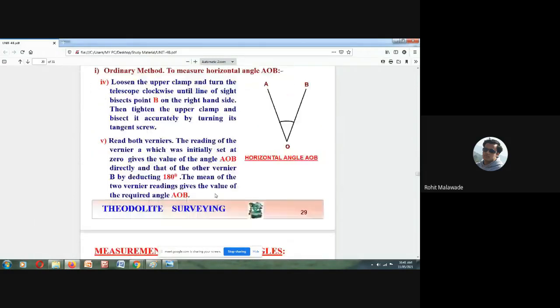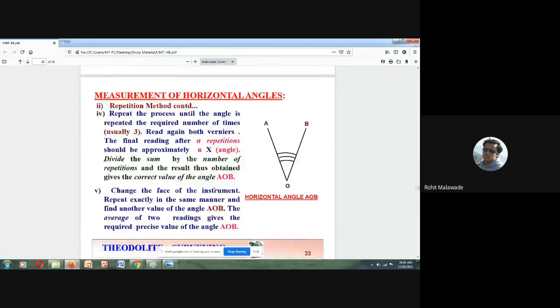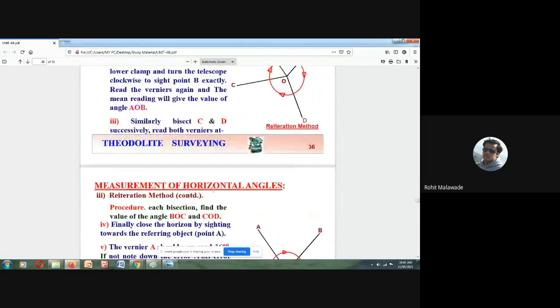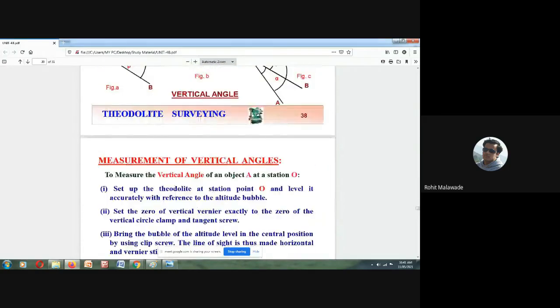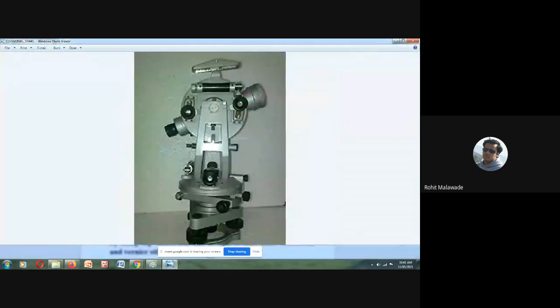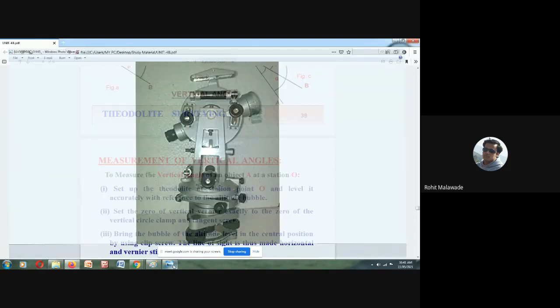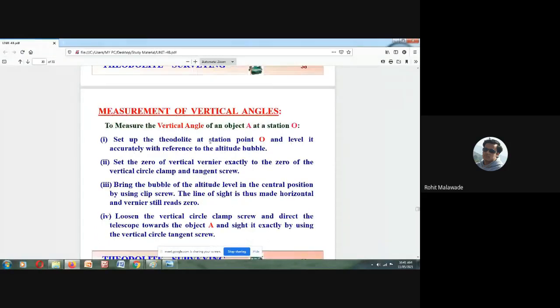So we need to do the centering and leveling by fixing at point O, right? Here what we exactly do is we will have the centering and make this leveling. Then set the theodolite at station O and level it accurately with reference to the altitude bubble. Set the zero of the vertical vernier exactly to the zero of the vertical clamp and the tangent screw.